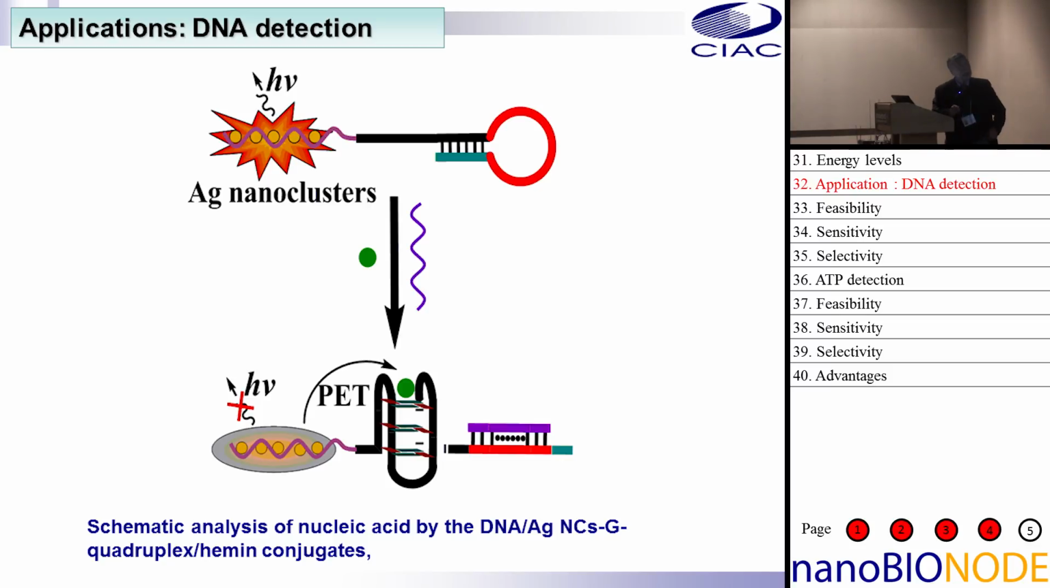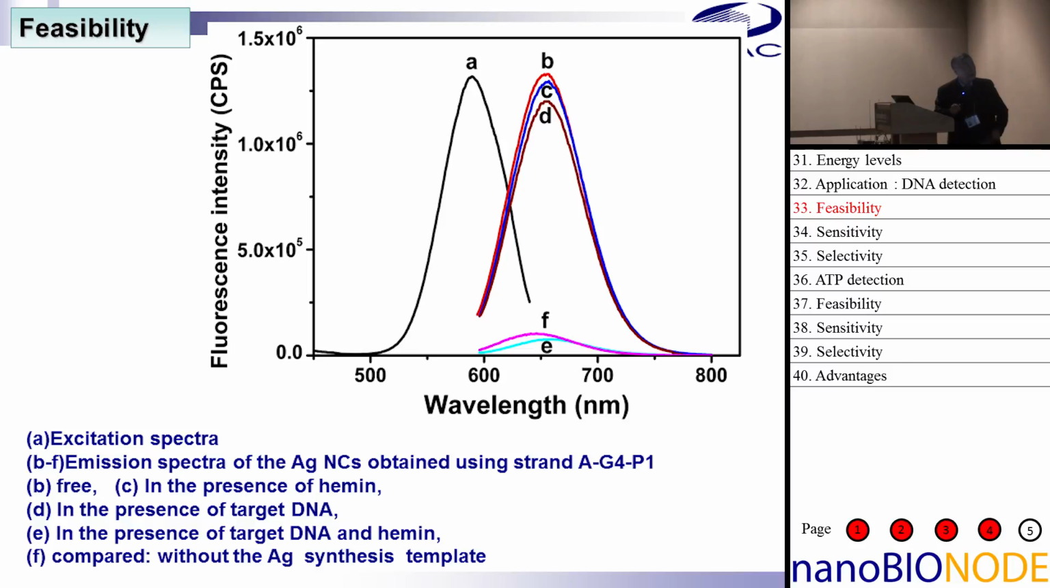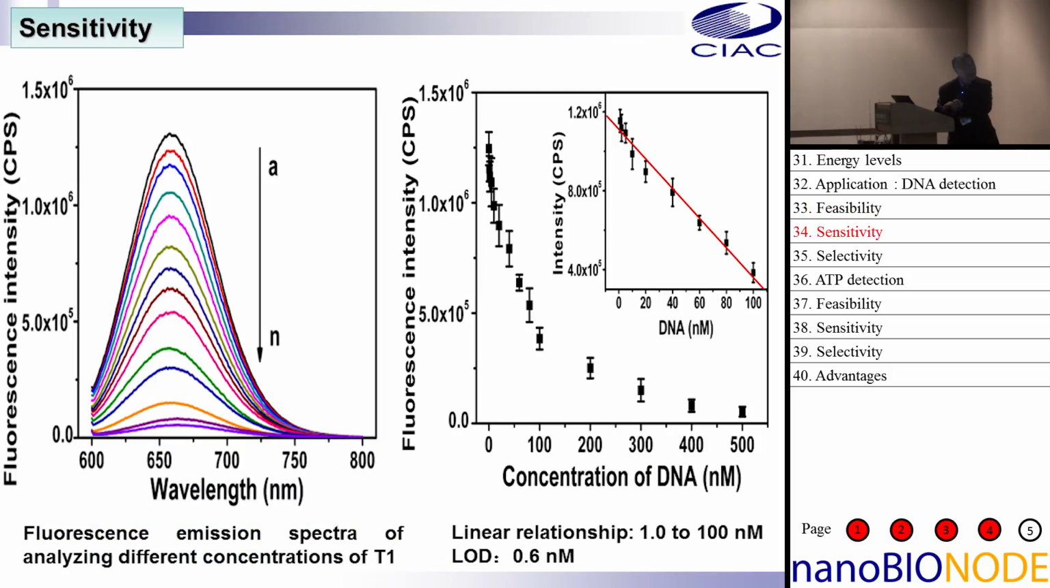In this case, this just shows you the experiment, for example, free, and then in the presence of the Hemin, it decreases, and in the presence of the target DNA and the Hemin, it goes down even to this. So just to show you the quench effect can be used for this. And this is quantitative analysis. We can see that by the addition of DNA, it decreases, and this is a concentration relationship.